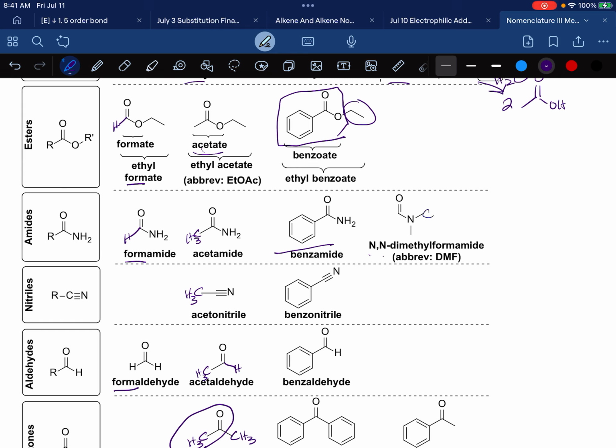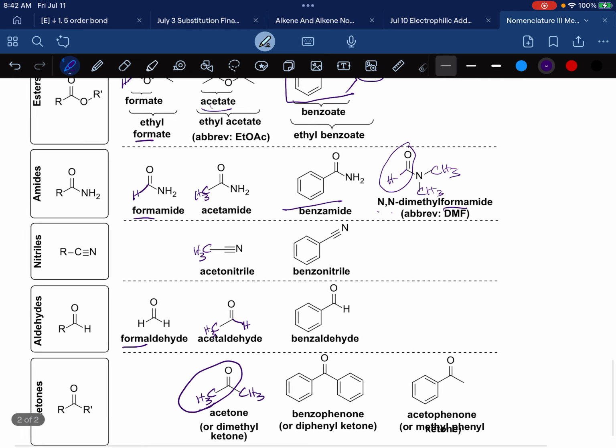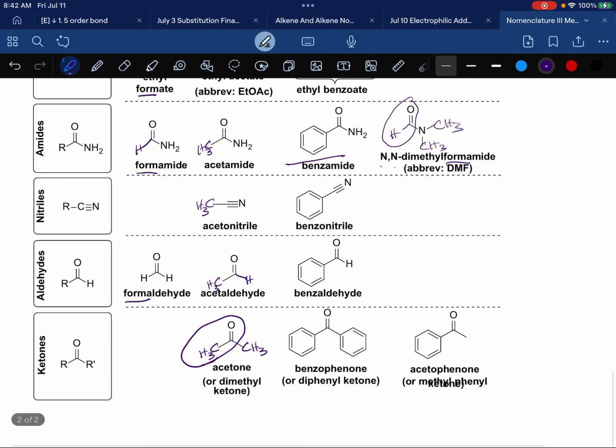Then down here, this is N,N-dimethylformamide. So we have our two methyl groups here on that nitrogen. It's a formic group here, or the formyl group. And this is a solvent that's sometimes used, and so you might see it listed. And then here, acetophenone. We've got, again, the acete comes from the acetyl group there on that side.